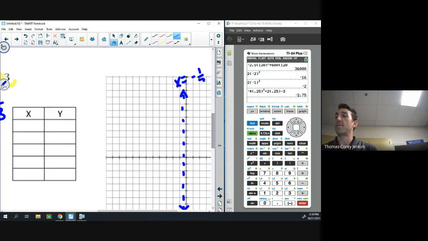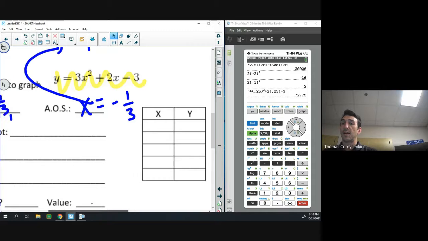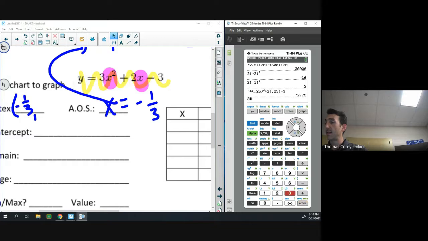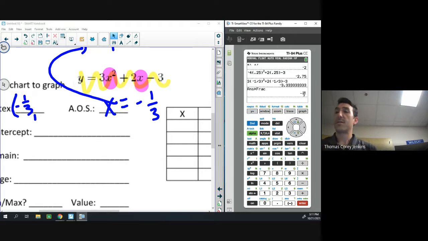X equals negative 1/3. Okay, so to get its output value, we're going to do the same thing that we just did last time. We're going to sub in negative 1/3 here and here, which would be like this. 3 times negative 1 over 3 squared plus 2 times negative 1 over 3 and minus 3. And we get negative 3.33, but we want the fraction version of that, right? So remember, to get that, you can go to math and fraction and just hit enter. So that's equal to negative 10/3.